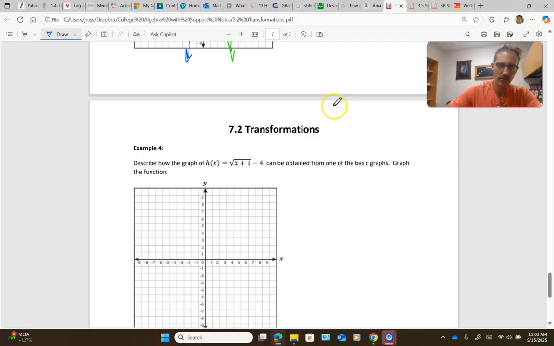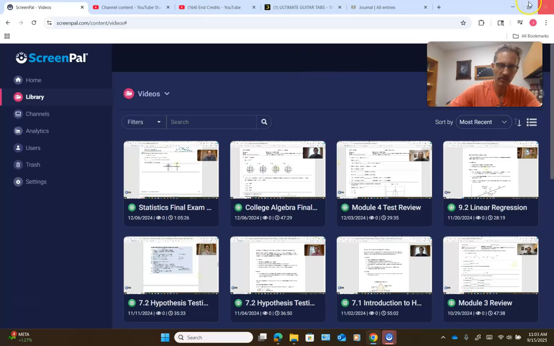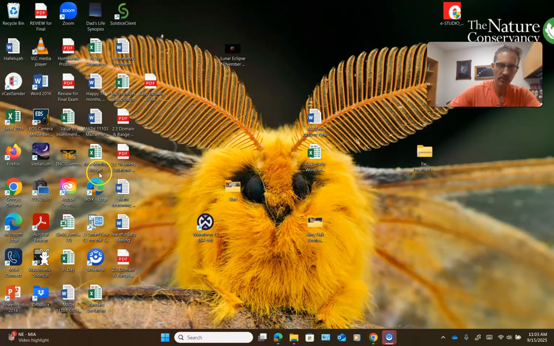Alright, well let's do a couple more. So example 4 here. The square root, our basic function would be that basic square root function. Y equals the square root of x. Okay. And I want to show you in the calculator, find the calculator here.